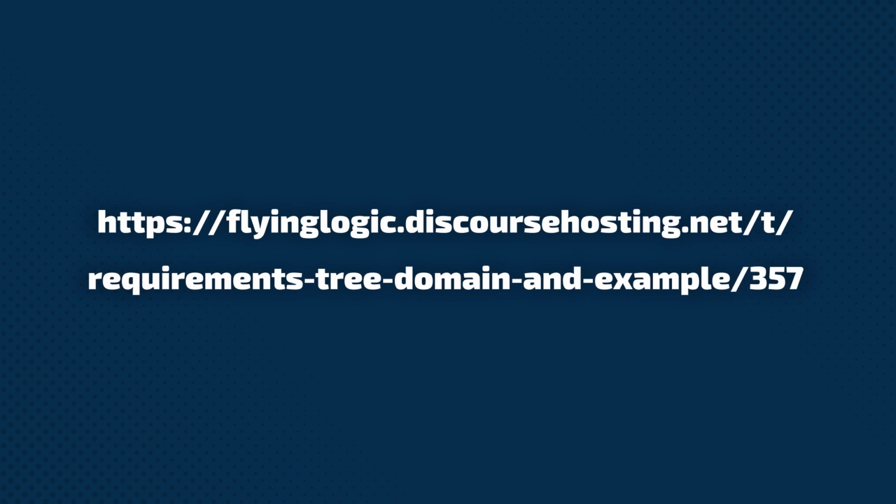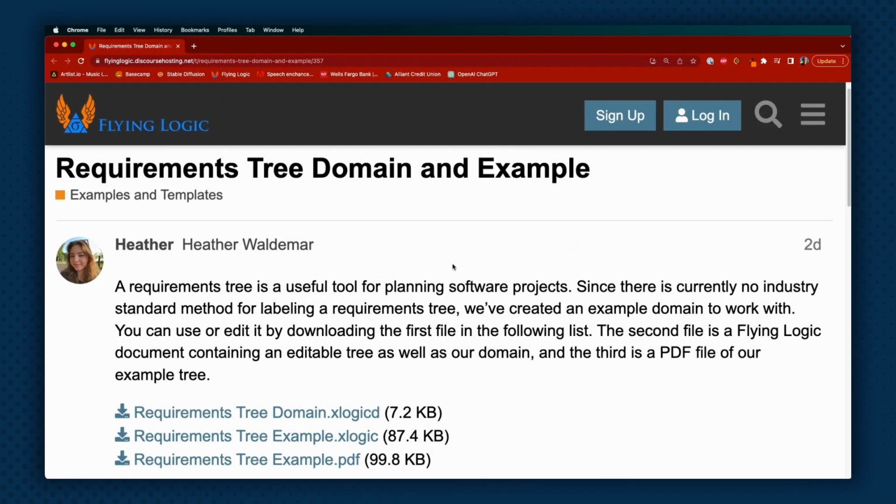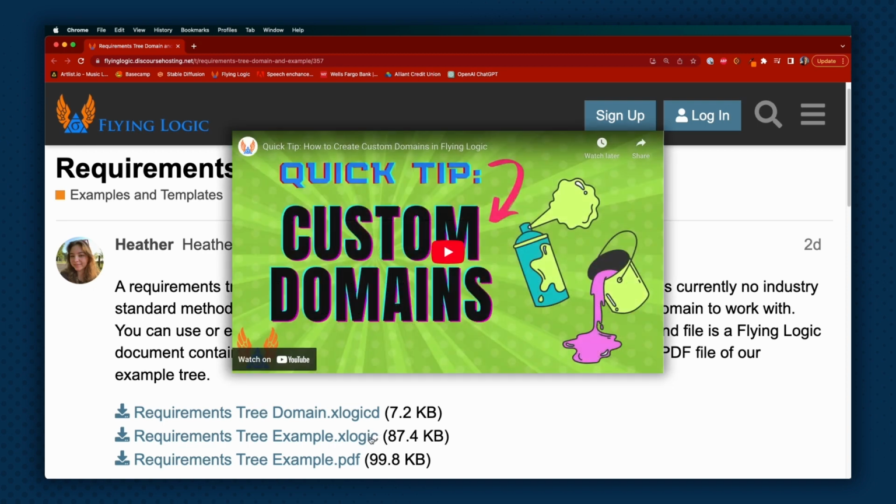You can access our example domain in the post in the description on Flying Logic's discussion forum. The first file, requirements-tree-domain.xlogic, will open a blank document already containing our example domain. This domain may not work for your tree, as you may be working on a project that has different requirements than our example does. In this case, you can download and edit the example domain or create your own domain.